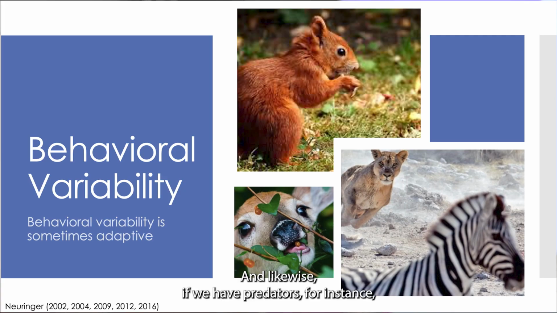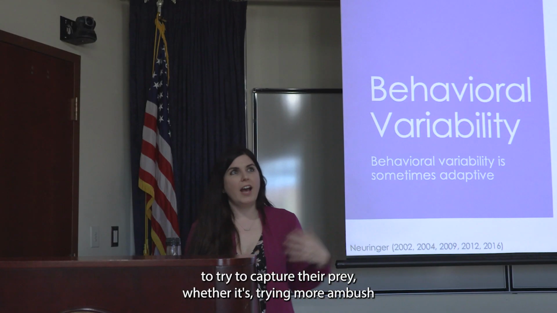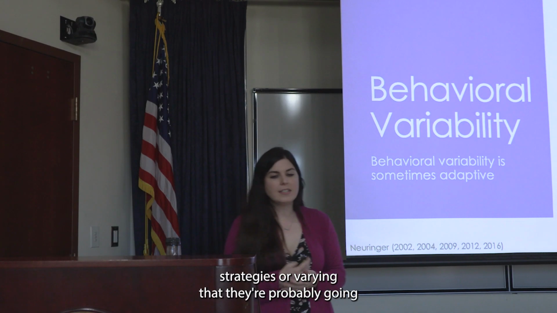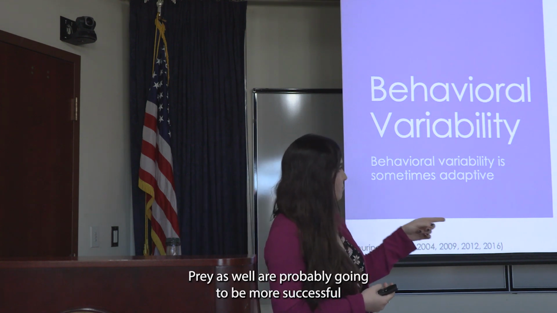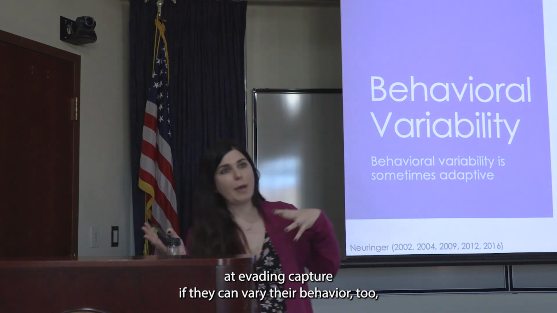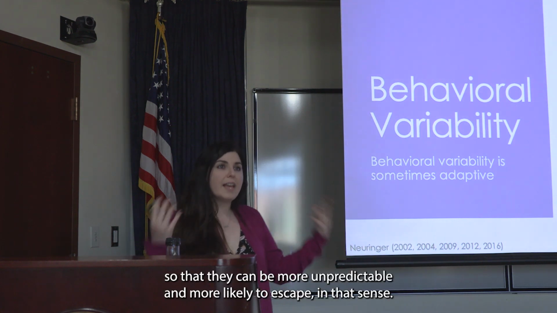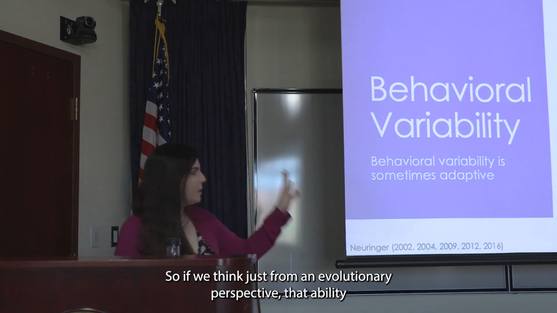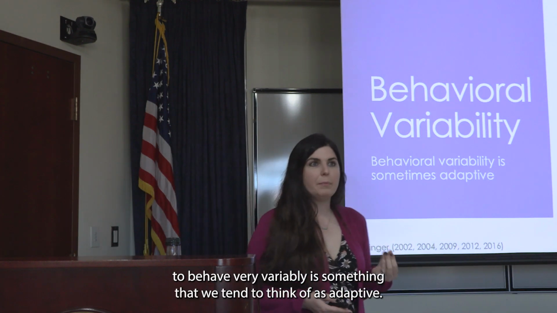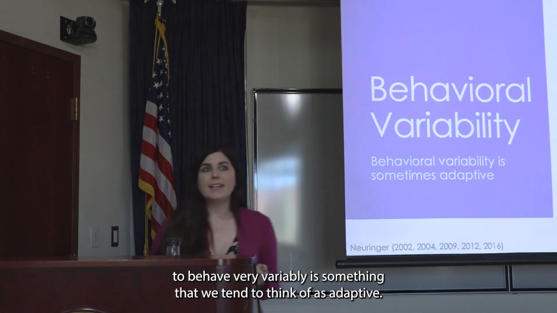And likewise, if we have predators, for instance, who are trying to capture prey, they're probably going to have to get a little bit creative with how they use different hunting maneuvers to try to capture their prey, whether it's trying more ambush strategies or varying that. They're probably going to be more successful if they can vary those responses. Prey, as well, are probably going to be more successful at evading capture if they can vary their behavior too, so that they can be more unpredictable and more likely to escape in that sense. So if we think just from an evolutionary perspective, that ability to behave variably is something that we tend to think of as adaptive.